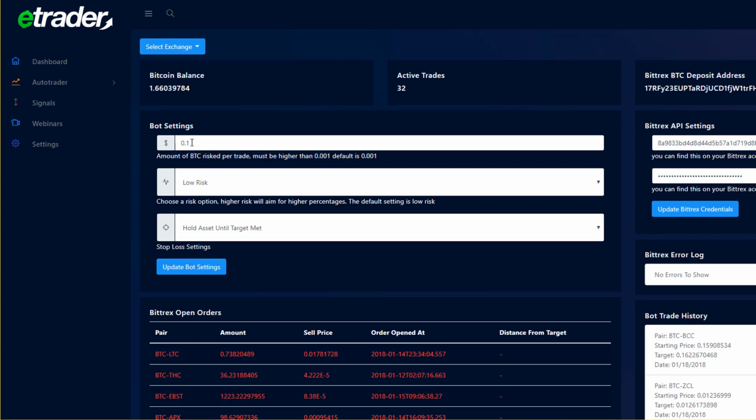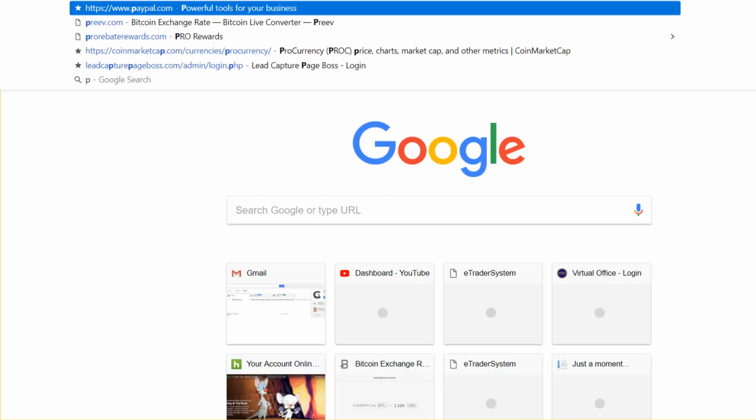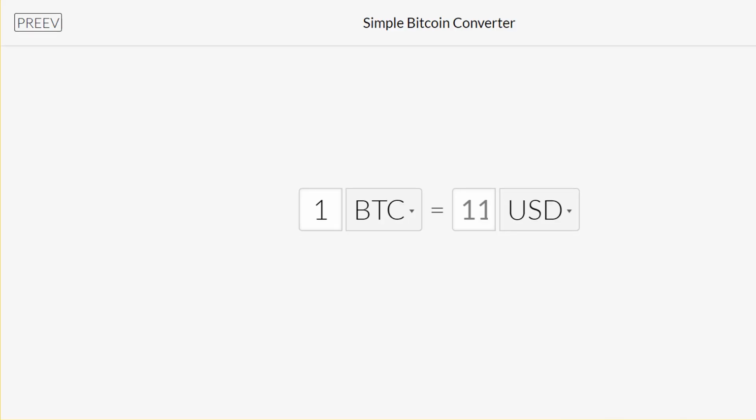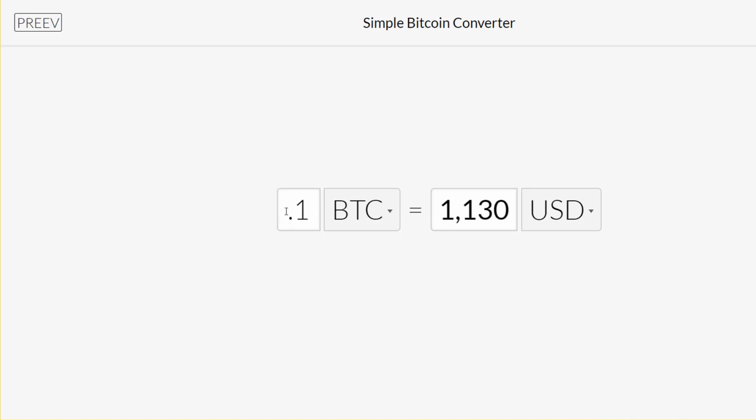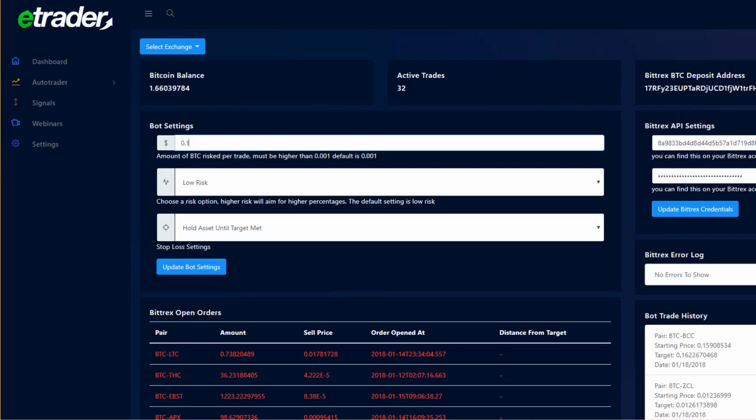So here I'm using 0.1, and there's a website that I love called Prev.com, and Bitcoin right now is at 11,300. If we do 0.1, we'll see that I'm risking $1,100 per trade, and so we know that that's what it is. Here then you adjust your risk option, and you have low, medium, and high risk.